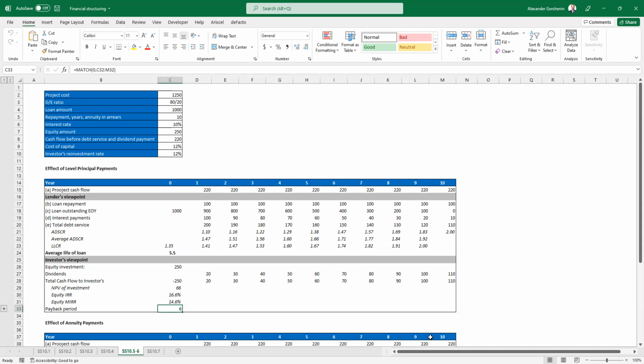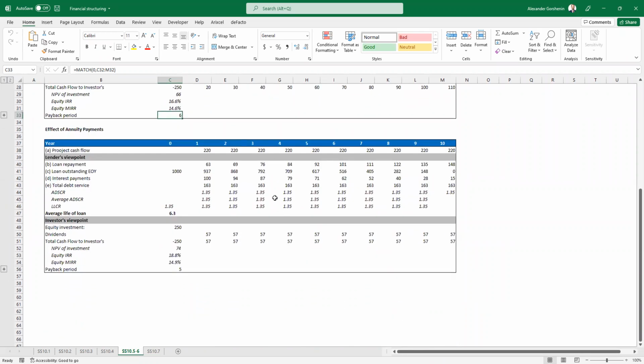The benefits from the change in repayment to an annuity structure are self-evident. The ADSCR is comfortable at 1.35 throughout, thanks to the level debt service payments, and the same as the LLCR. The dividends are also level throughout, and you can see this annual annuity repayment here.